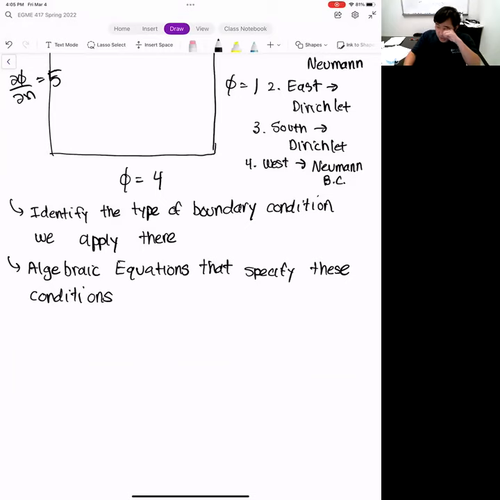Each of these boundaries is going to have nodes that sit on it. When I say the algebraic equations, what I mean is the nodal equations for the nodes that sit on these boundaries.